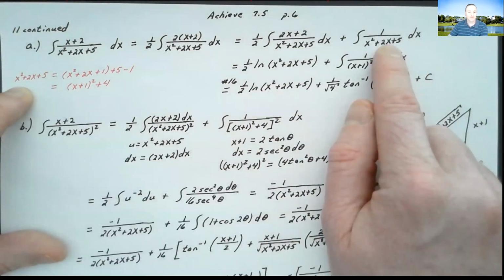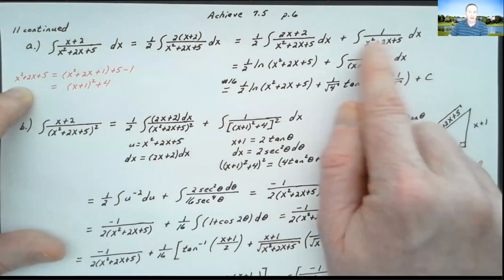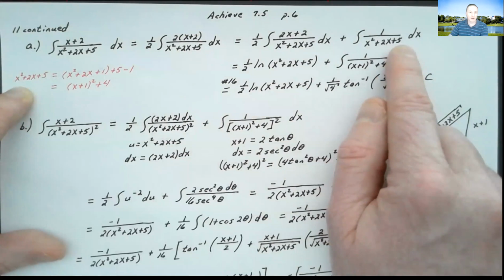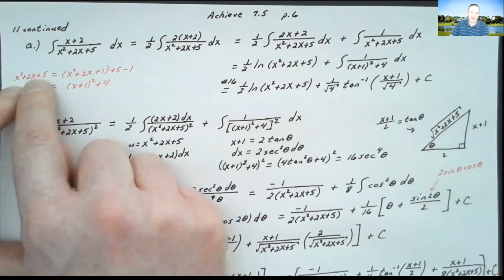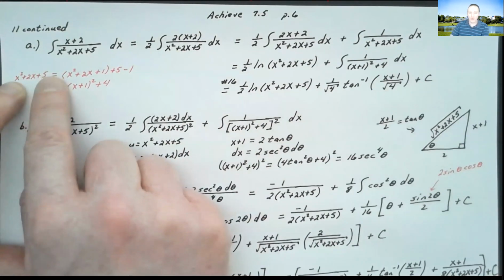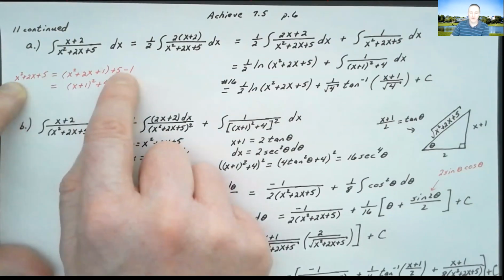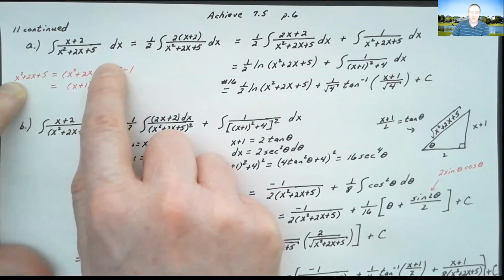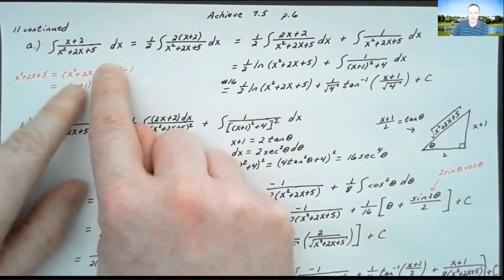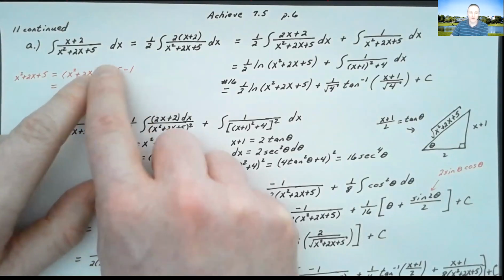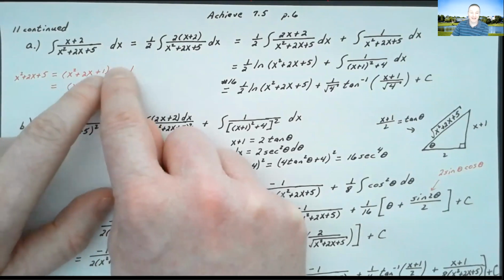I complete the square on the denominator. x squared plus 2x plus 5. I say, well, I know that that 5 is not what I need for a perfect square because it's not a perfect square. So I went ahead and separated it. Now, this 1 was not there previously. I just had x squared plus 2x. And then I thought, well, what do I need to add to that?